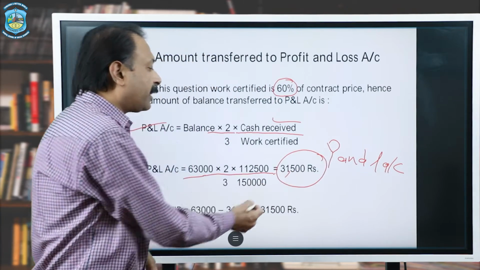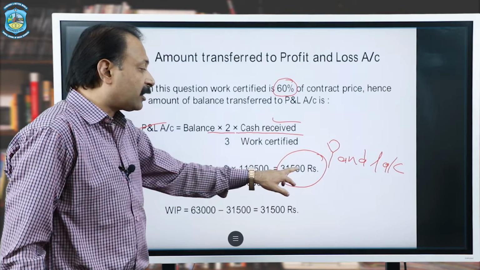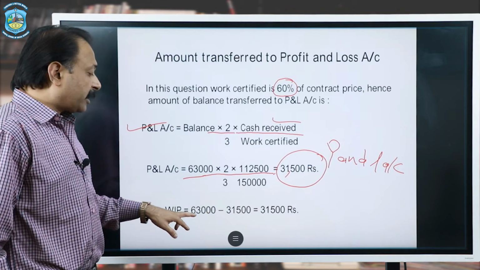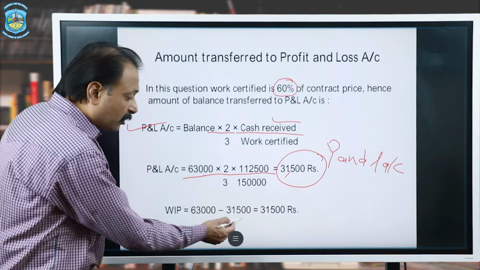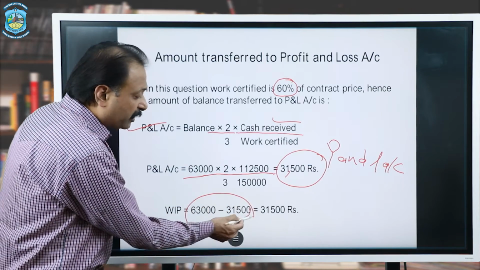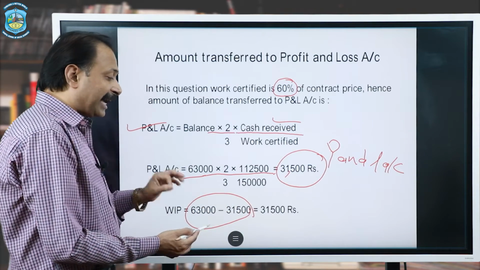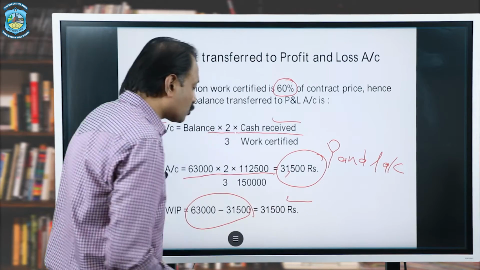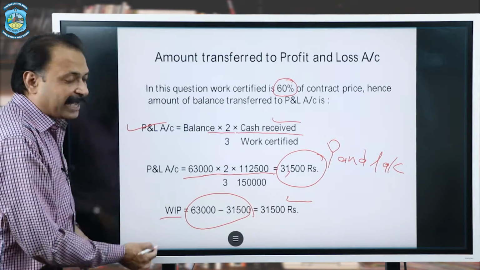After we transfer 31,500 to profit and loss account, the remaining is transferred to work in progress account. So total work in progress 63,000 minus 31,500. The remaining is transferred to work in progress account, and luckily in this question the amount is the same, that is 31,500. So this amount is transferred to work in progress account.